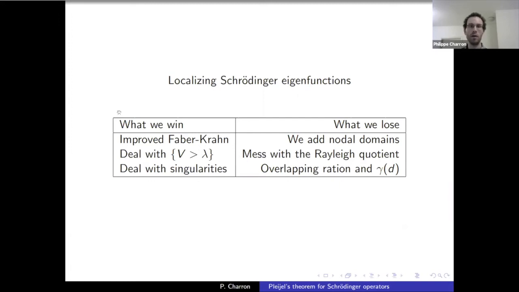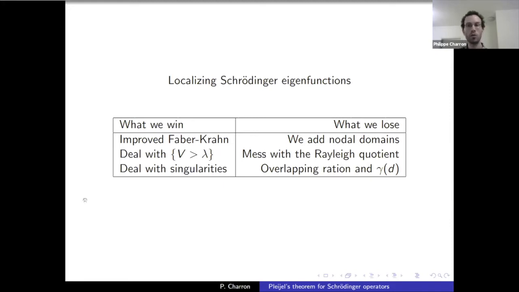But you have this Faber-Krahn inequality, which gives you a lower bound on the lambda 1. So that's a nice feature. And also, if you have singularities, you can literally just single them out. Like you can just cut around the singularity and deal with the singularity in one way and the rest in another way. So that's the advantage of using a partition of unity to study Schrödinger eigenfunctions.